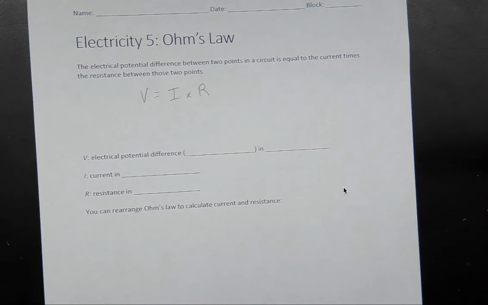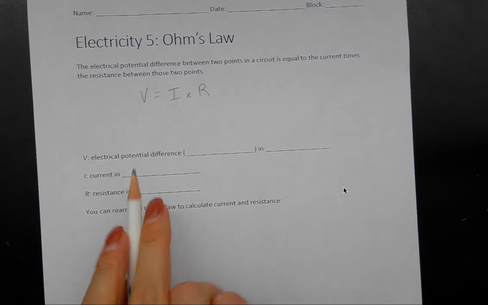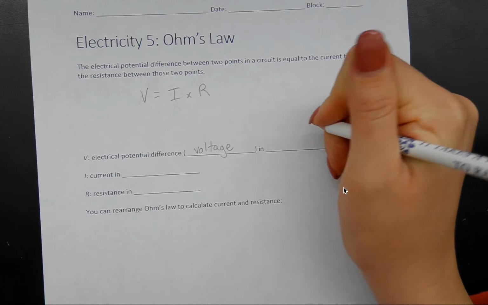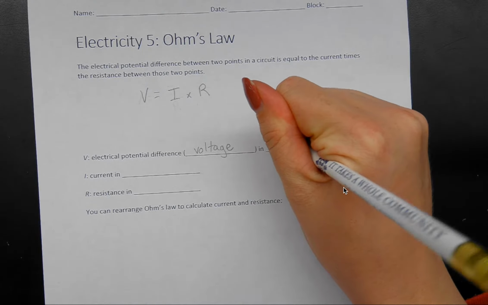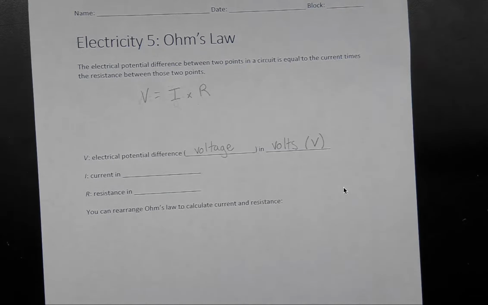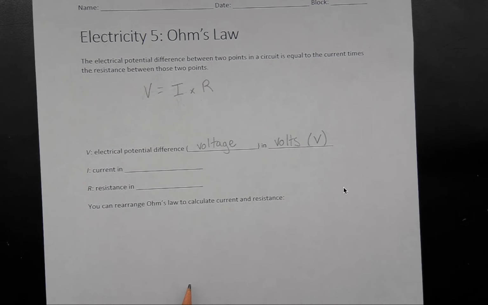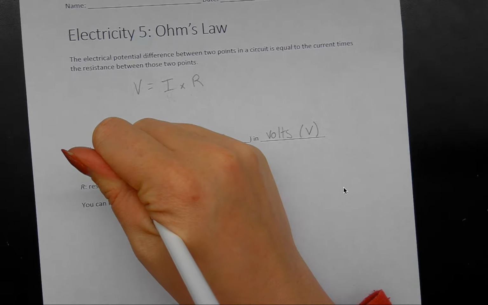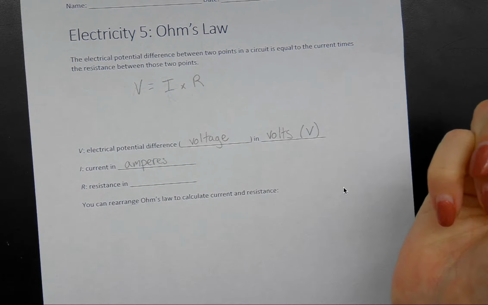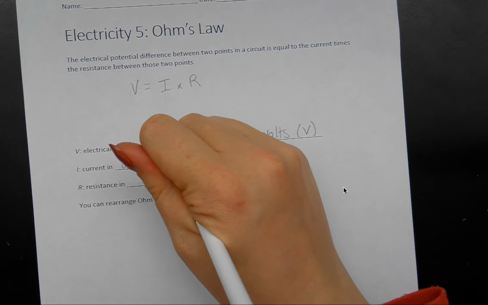Okay, where V stands for the electrical potential difference, which is also known as the voltage. And it is in the unit volts. And we use a capital letter V to signify that unit, or to show volts. It's named after an Italian physicist named Alessandro Volta. I stands for current, and we measure current in amperes, or amps for short, and the unit for amperes is a capital A.